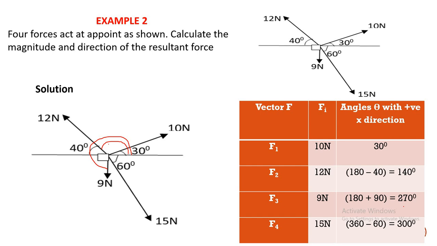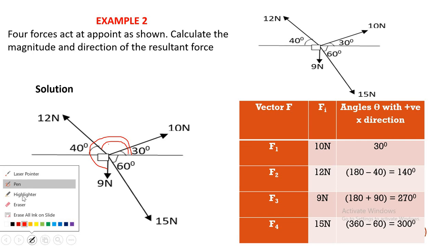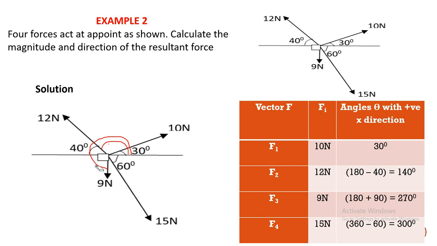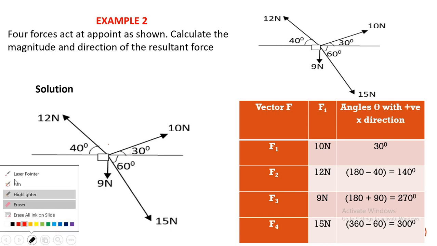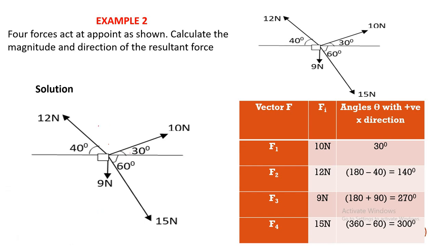So the angle that the 9 Newton force makes with the positive x-axis is 270 degrees. And then a similar explanation will go for the 15 Newton. So for the 15 Newton, we are interested in finding this particular angle, the angle it makes with the positive direction.